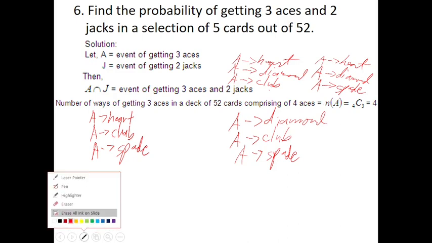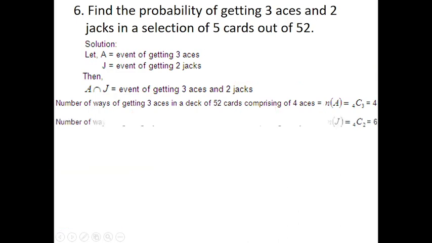And then, number of ways of getting 2 jacks in a deck of 52 cards comprising of 4 jacks. 6 naman yun. Okay? Kasi may apat na jack, magsiselect ka ng dalawa. 6 possibilities. Diba? Jack na heart, jack na diamond, one way lang yan. Jack na heart, jack na spade, second way. Anim lahat yan, no?